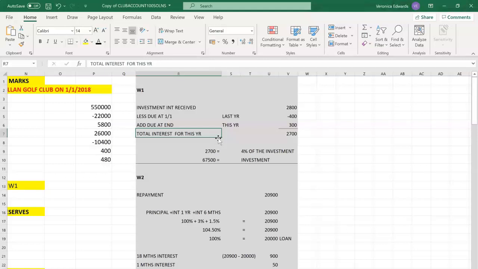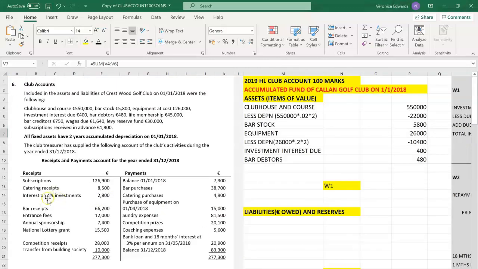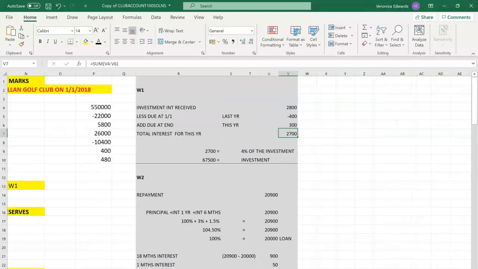Now we know you've only received some of it so far, there's still 300 of it due, but the aim was to figure out what's the total investment interest for 2018. So now that we know our total investment interest is 2,700, remember the interest is always 4% of the investment. So we should now be able to figure out what the investment is. Well, if that's 4%, you divide by 4 and multiply by 100 to get your investment, which was 67,300.